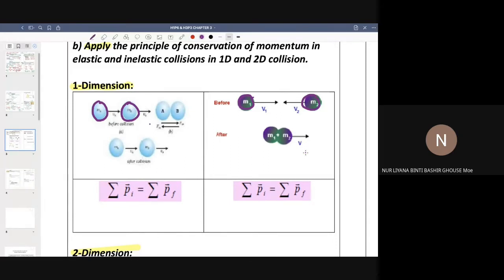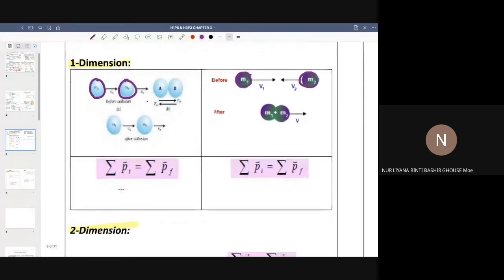Okay, dua-dua ni adalah case untuk one dimension, sama ada dia stick together ataupun dia move separately after the collision. Okay, so kalau dia stick together, tadi Miss introduce, tengok dulu. So dia kata, from our conservation of momentum, we know total initial momentum equals to total final momentum.